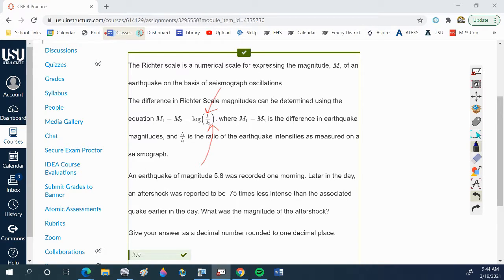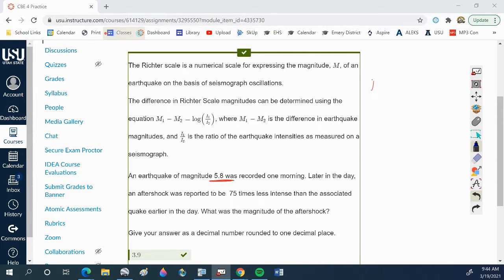Now, that's not what we're going to do in this problem, because so this is the magnitude of the first earthquake and the magnitude of the second earthquake. But in this problem, they tell us the first earthquake had this magnitude, and then instead of telling us the energy from both earthquakes, it just says that the aftershock was 75 times less intensive than the original quake.